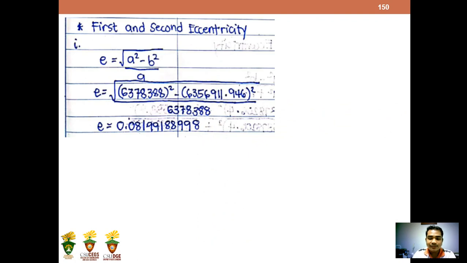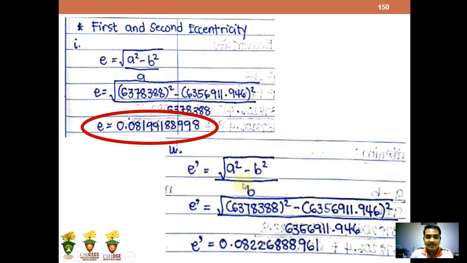For the first and second eccentricity, the formula for first eccentricity is equal to the square root of a squared minus b squared all over a. Substitute the given values, then you can have the value of first eccentricity equal to 0.081991889998. For second eccentricity, we have this formula: e prime is equal to the square root of a squared minus b squared all over b. Substitute the values, then you can have this answer. e prime is equal to 0.08522688961.